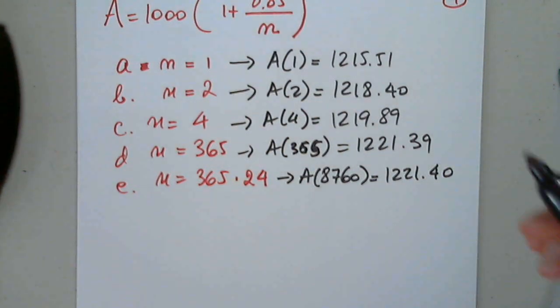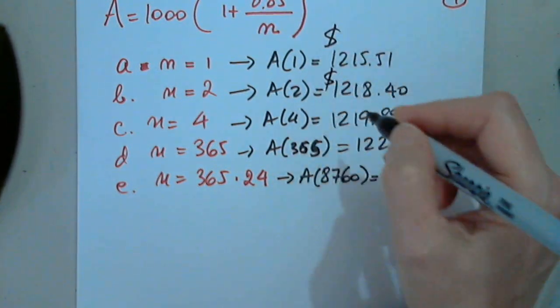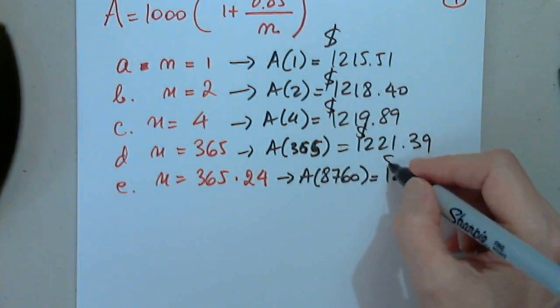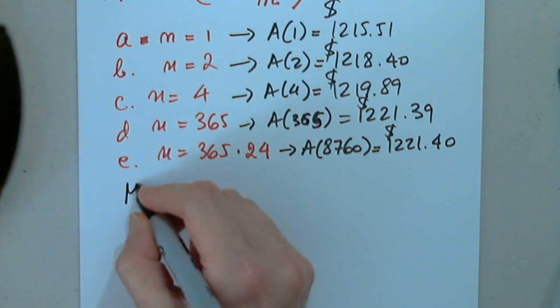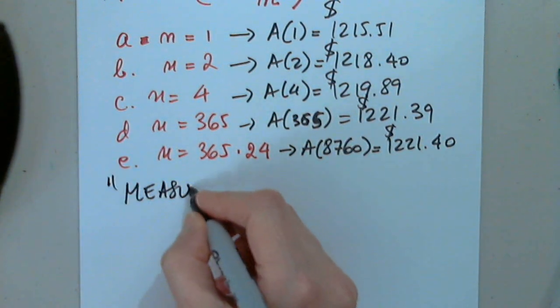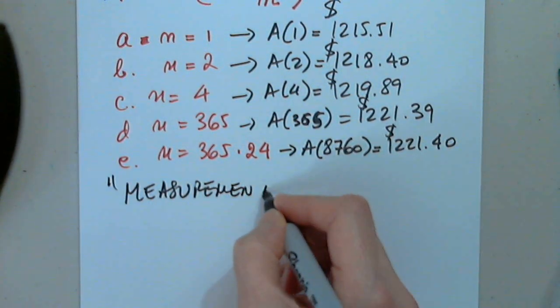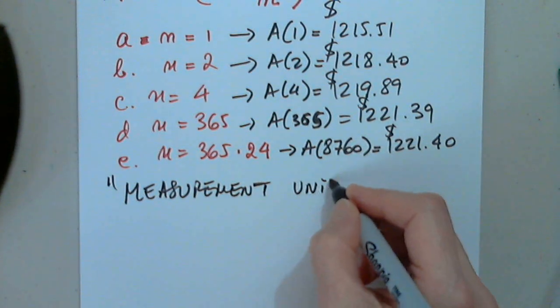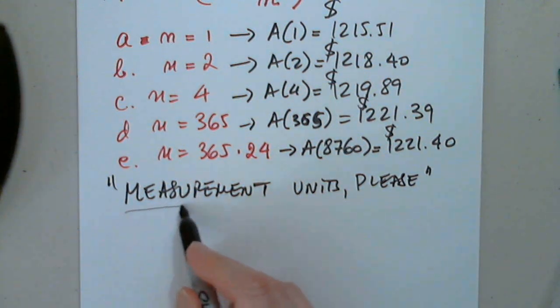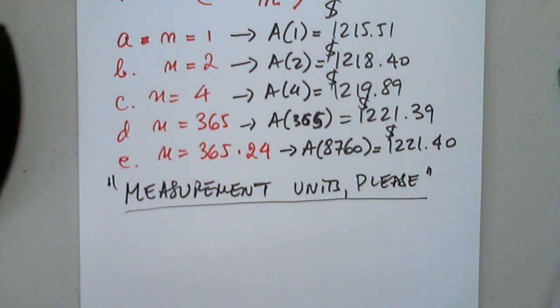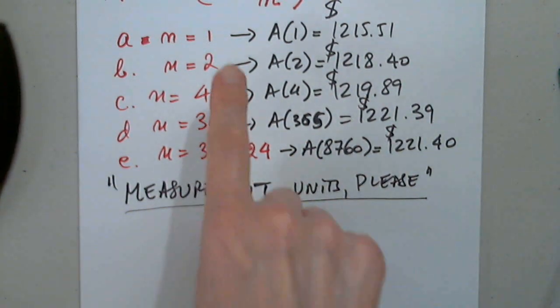Okay. So of course, we always write the measurement unit. This is very important. I don't want anyone to lose any points on any test. I'm going to write it now. Measurement units, please, at all times. Measurement units have to be presented. If it's dollars, if it's whatever else. Okay? So this is what I recommend.